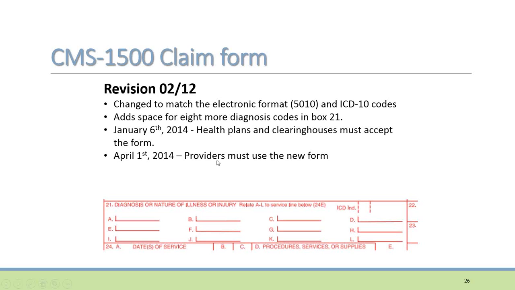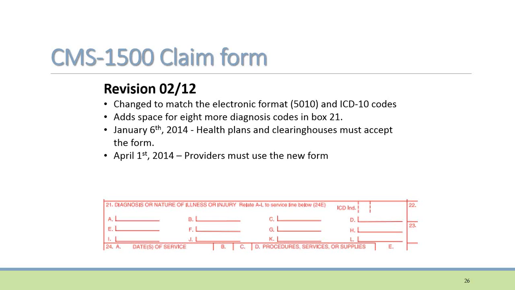All right, so now let's say that you have a patient that you were seeing in August and September of 2015, and then you see them also in October 2015. So for August and September, you'll use ICD-9. Starting in October, you'll use ICD-10.